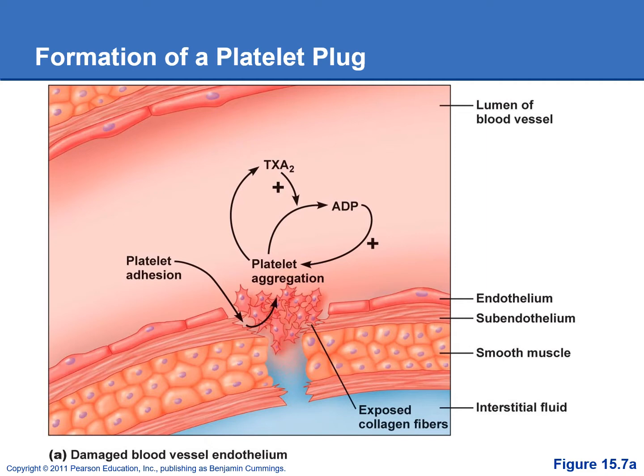The other chemical that's released from the platelets is thromboxane A2. Thromboxane A2 will help the platelets stick together as well and make the platelets secrete more ADP, which makes them stick more, and so we get more positive feedback going on. And so this will very quickly form the platelet plug, which will plug the hole and stop the blood loss.